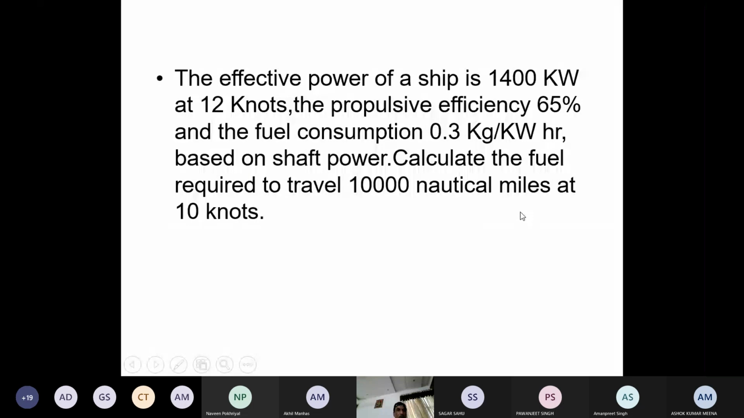The effective power of a ship is 1400 kilowatt at 12 knots. The propulsive efficiency is 65% and the fuel consumption 0.3 kg per kilowatt hour based on shaft power. Calculate the fuel required to travel 10,000 nautical miles at 10 knots.